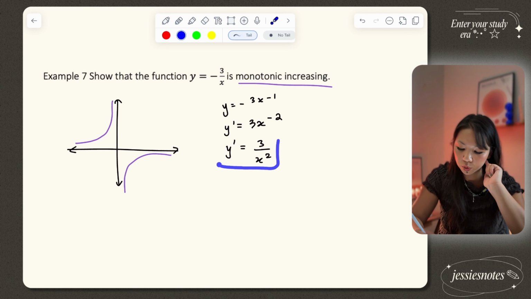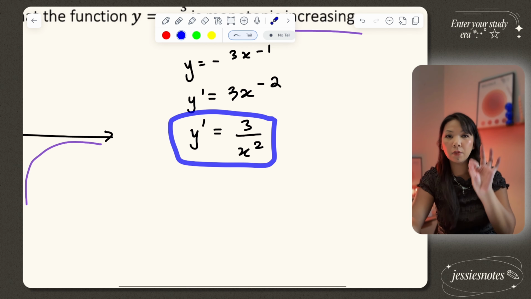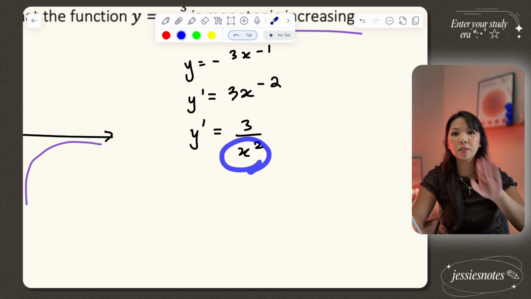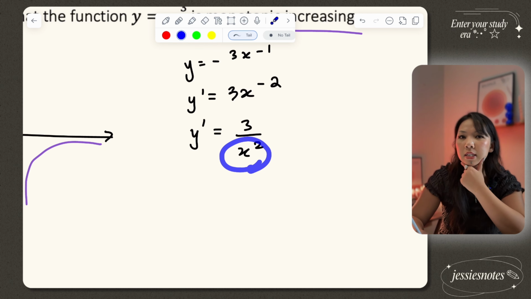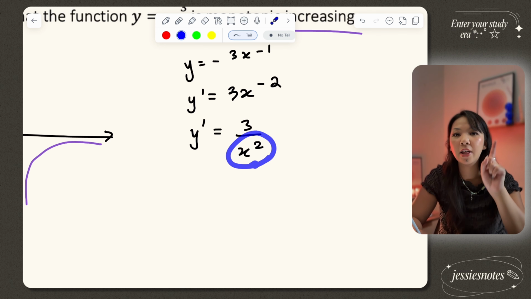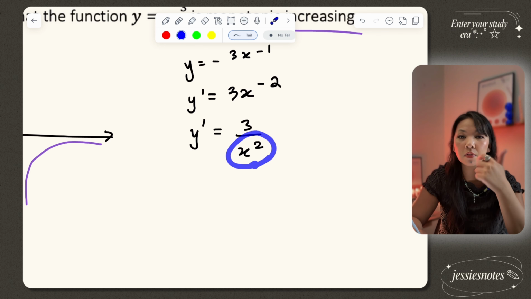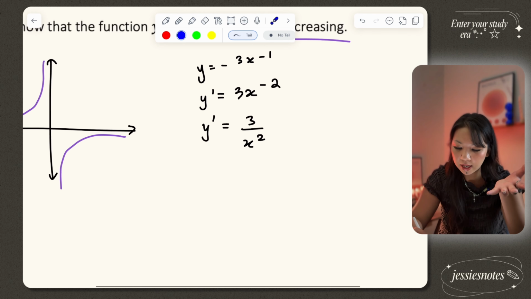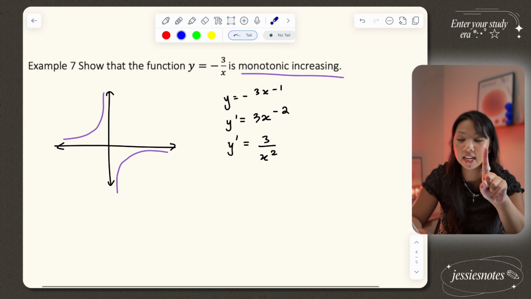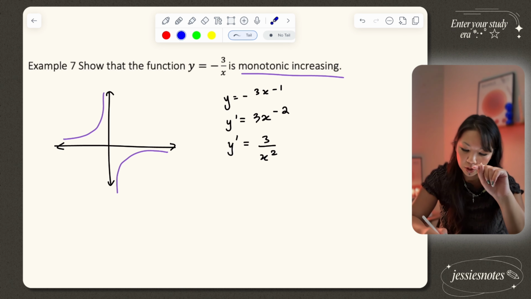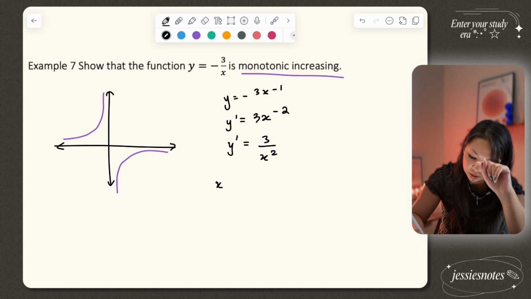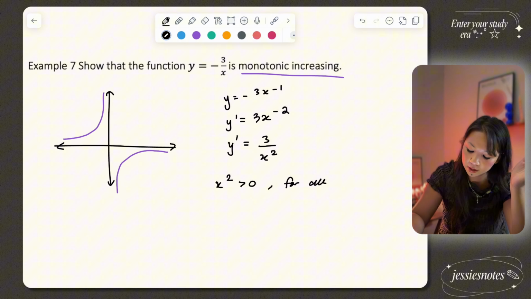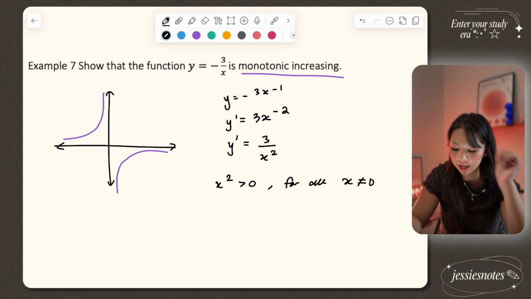Now, if I look at this first derivative, I want you to notice the different parts of it. We have a positive number in the numerator, and in the denominator you have x squared. What's interesting about x squared? Regardless of what x value you plug in, whether it's positive or negative, it is always going to spit out a positive value. The only value it can't take is 0, because you can't divide by 0. So I'm going to say here that x squared is always positive for all x cannot be 0. Okay, so it's always positive.